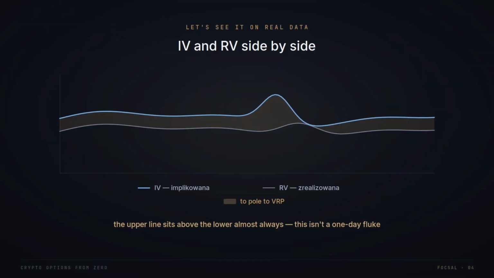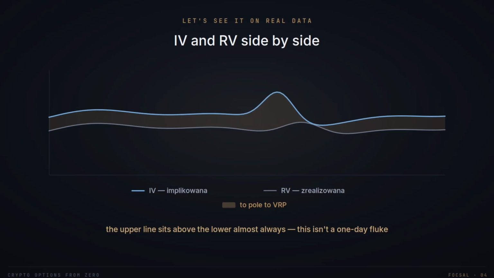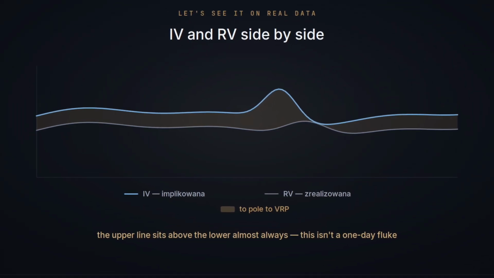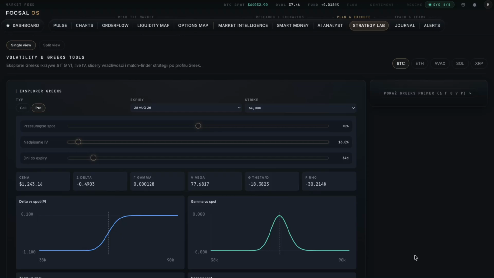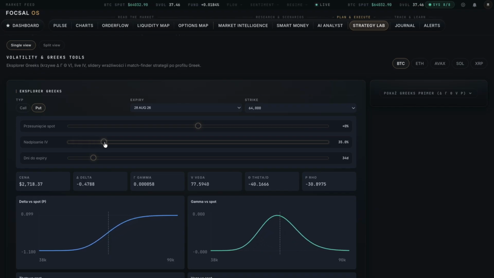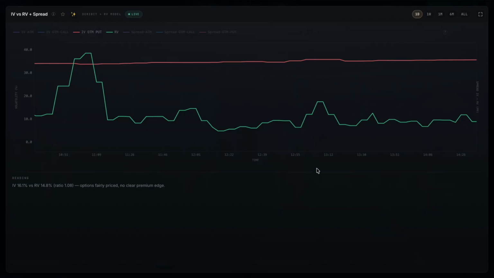Let's look at this on real data. Last episode, I dragged the volatility slider in the Greeks Explorer, and the option's price went up. Now you know what that slider actually represents, and where its value comes from. This is implied and realized volatility for Bitcoin, plotted side by side. Notice one thing. That upper line, implied, sits above the lower one almost all the time. This isn't a one-day fluke. This is the systematic premium I've been describing. VRP, visible with your own eyes.